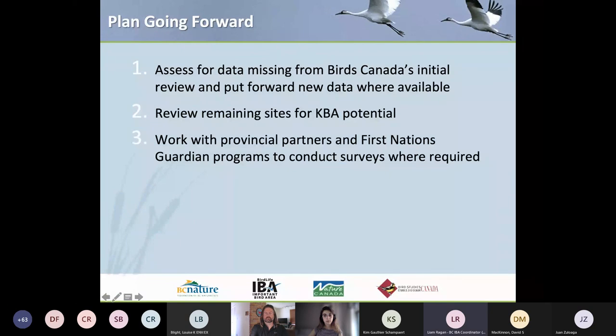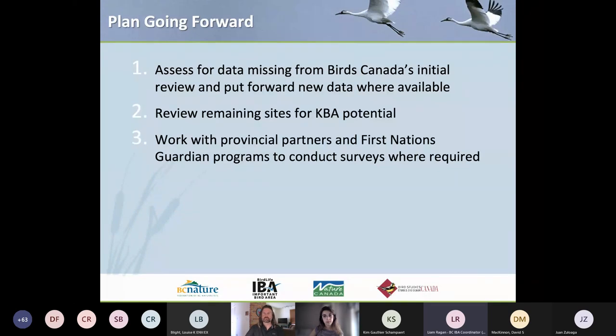But with the majority, which we identify as, okay, we don't have the data, but we do think this still has threshold numbers, we then need to work with our provincial partners and First Nations Guardian programs to conduct surveys at those sites. I specifically mentioned First Nations Guardian programs here because thanks in large part, or almost exclusively, to a grant from Nature, we have in the past been working extensively with various coastal First Nations on models for partnering with Guardian Watchman programs to both do bird survey training and rely on their expertise of the area and resources and ability to get to many of these remote sites to survey them.